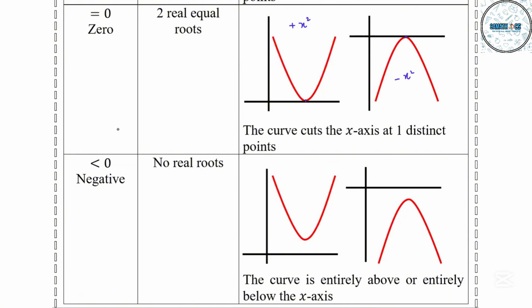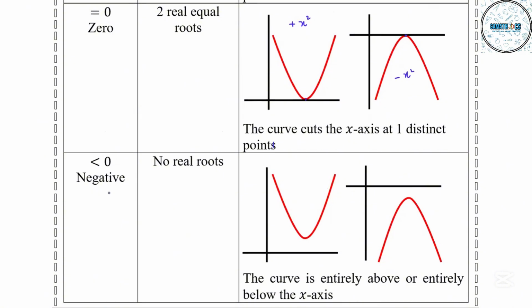So whenever b square minus 4ac is equal to 0, then there are two real equal roots and the curve cuts the x-axis at one point. When b square minus 4ac is less than 0, means negative, then there are no real roots. In this case, the curve is entirely above or entirely below the x-axis. When the coefficient of x squared is positive, then the curve is to be above the x-axis. And if the coefficient of x squared is negative, then the curve is to be below the x-axis.